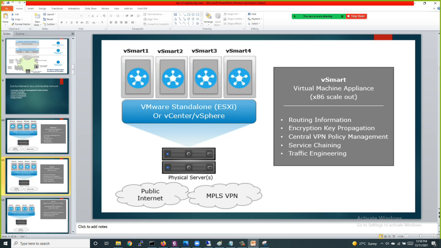What do you mean by VPN policy? VPN is the term used in case of the SD-WAN fabric, and it is very similar to VRF. We will discuss it in the future. Wait for some time. Service chaining is also a concept that we use in SD-WAN, right? So let's not dig too much into these terms right now. We will discuss them in the future. Encryption key propagation: I told you that vSmart is also used to exchange the IPsec keys.